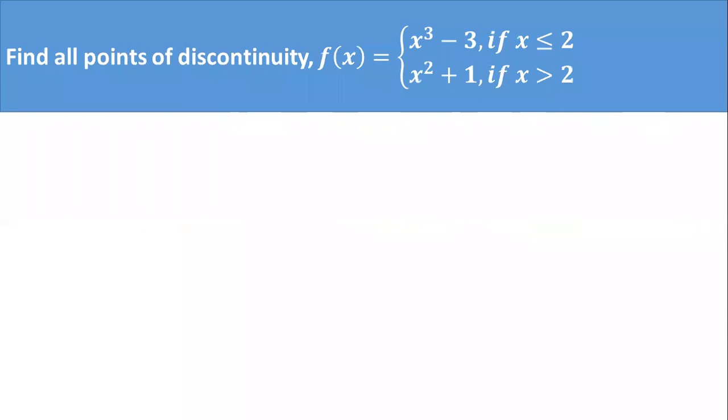Okay, next question. What about this one? The second one, whether this is continuous everywhere. What about the second one, students? No point is discontinuous. It is continuous everywhere. Is it true?